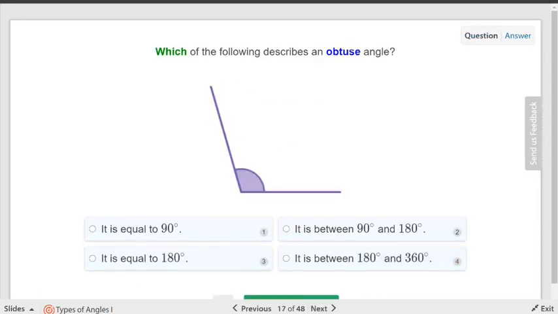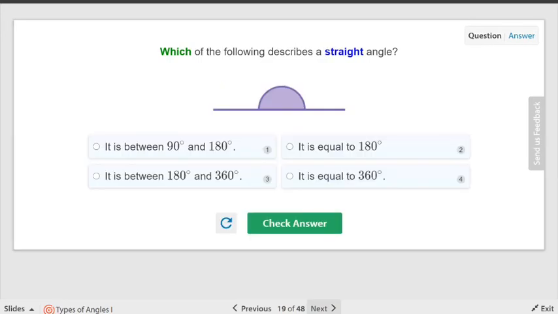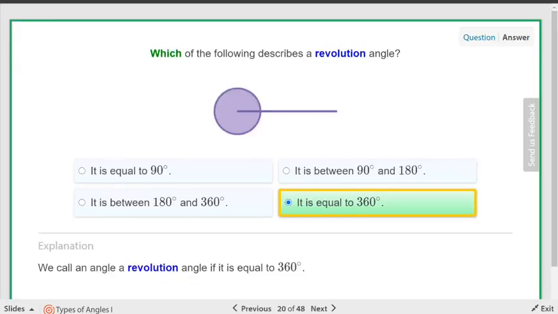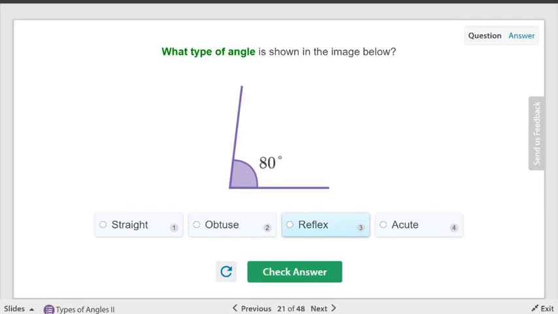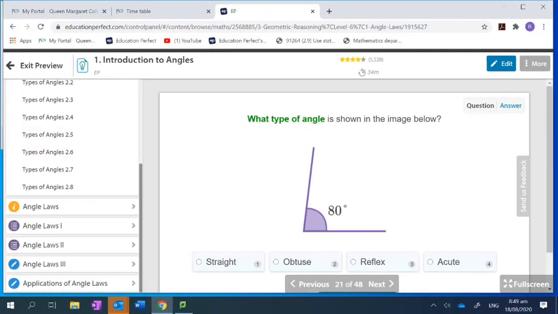Okay. Which of the following describes an obtuse angle? There you go. Okay. Right angle? Equal to 90. That's a very specific one. Okay. Which of the following describes a straight angle? Equal to 180. Oh, we know they're right. Which of the following describes a revolution angle? There you go. Okay. Which type in the zone below? Acute. Okay. There you go. We're not going to talk about any more of those.